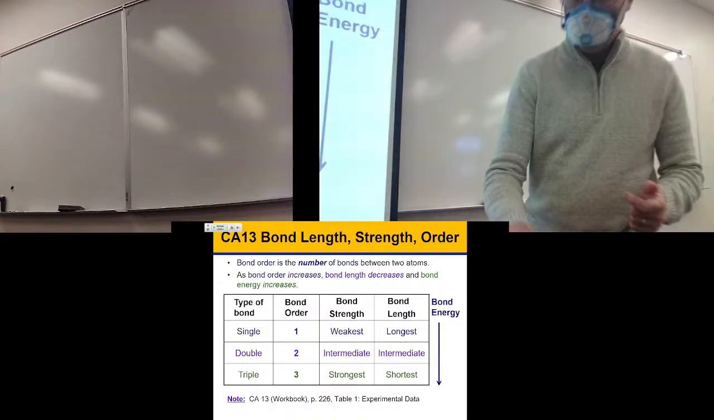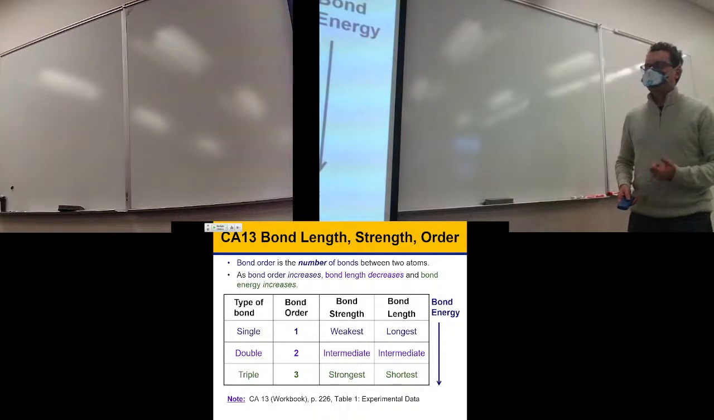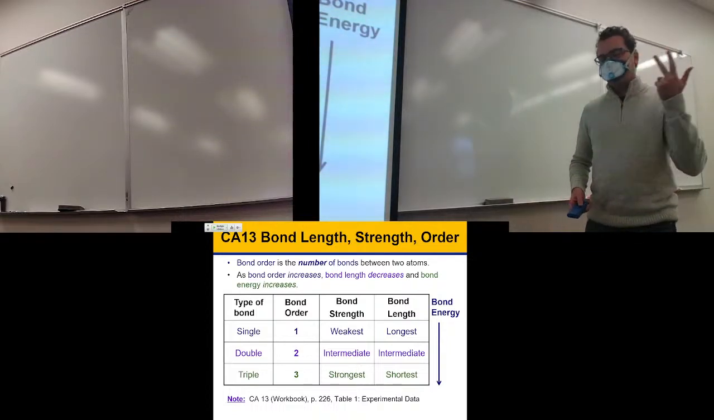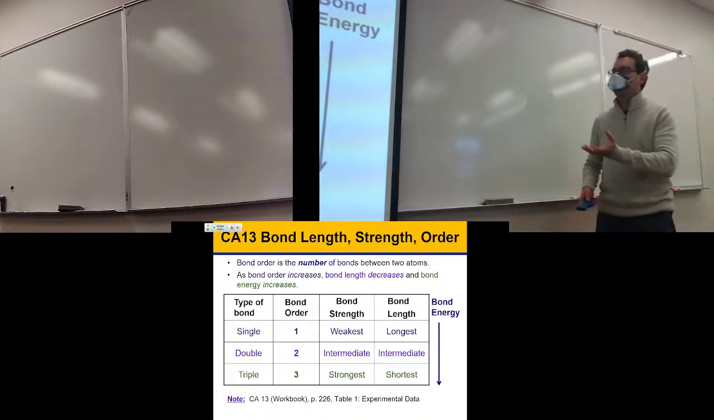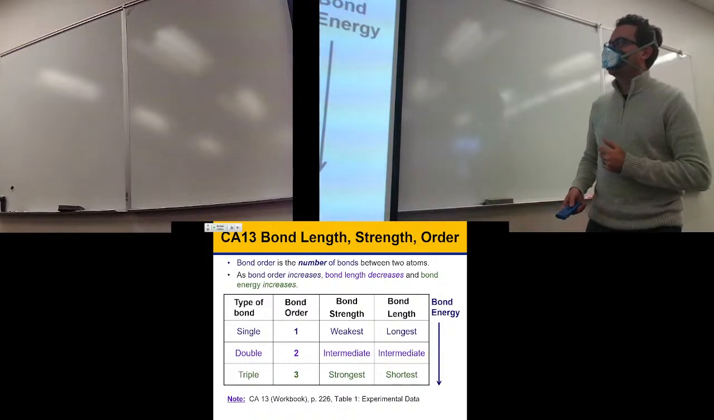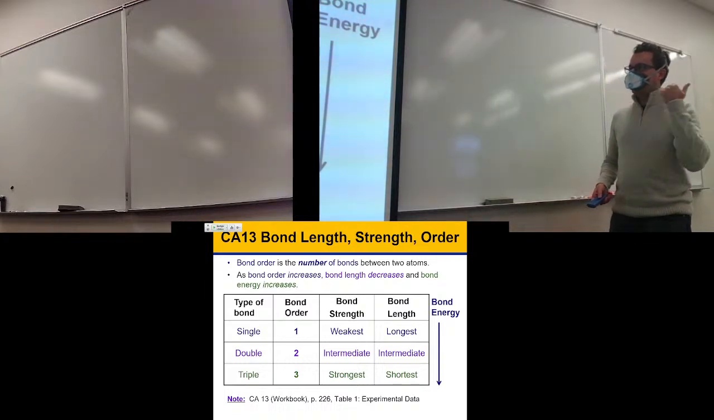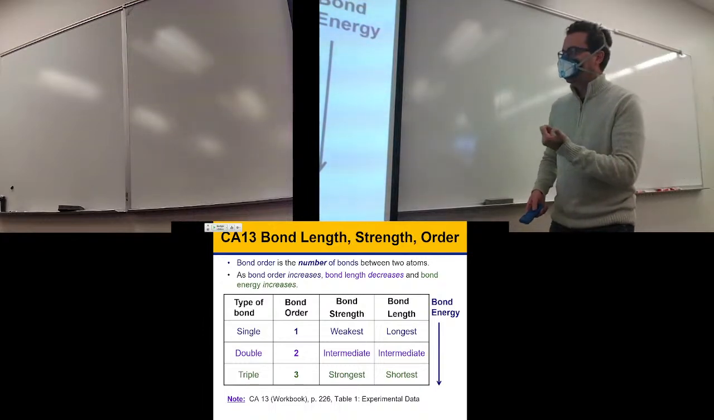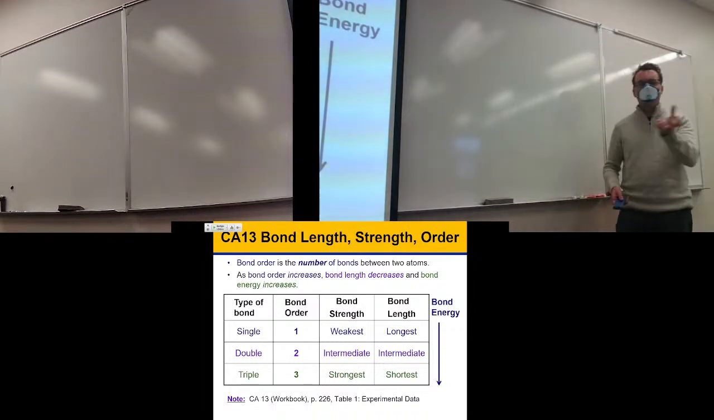Just a reminder, or review, bond order. This is whether you have a single, double, or triple bond. It sounds redundant, but we have to have bond order because we're going to eventually talk about fractional bond orders. As the bond order goes up, the bond gets stronger and the bond energy goes up as well. Think of the bond energy as the amount of energy you need to put into it to break that bond.